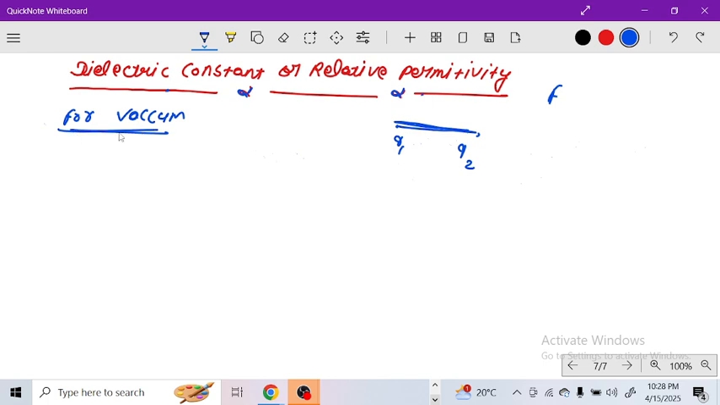For vacuum, I can symbolize the force as F naught. According to Coulomb's law, the force will be Q1 Q2 by 4 pi epsilon naught r square. What is the formula of force according to Coulomb's law, Kavya? F naught is equal to Q1 Q2 by 4 pi epsilon naught r square. So I am taking it as equation 1.